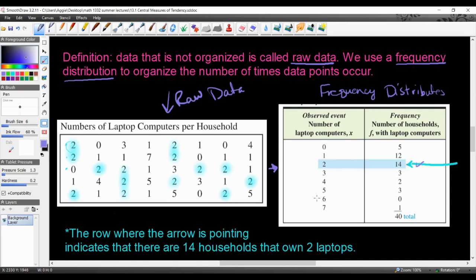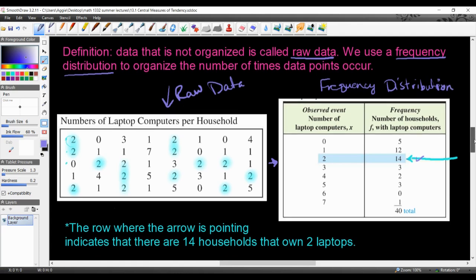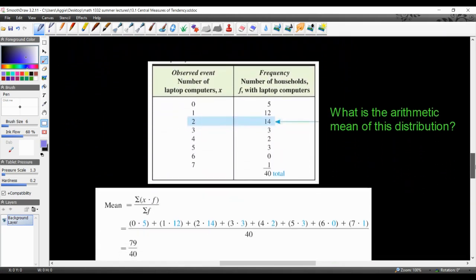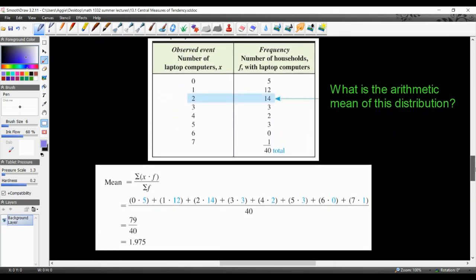So from this information, you can organize all of the number of laptops per household in a chart like such into this frequency distribution. And then we can go ahead and find the mean, the mode, and all that other information. I think I didn't spell it right up here. Frequency distribution. So let's go ahead and use this information to find the arithmetic mean because that's the most common thing we can do with this.